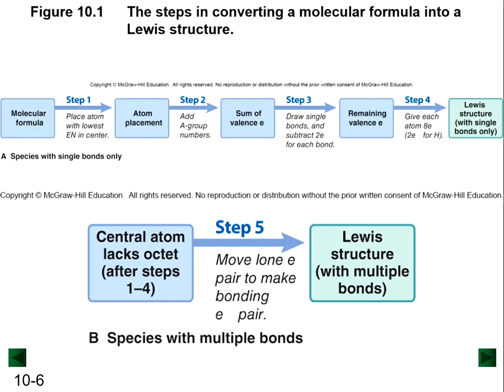This is a figure taken from your text showing the first 5 steps in taking your molecular formula, identifying the atom placements, adding up all the valence electrons, putting the valence electrons into bonds, putting the rest into lone pairs, and then identifying multiple bonds.